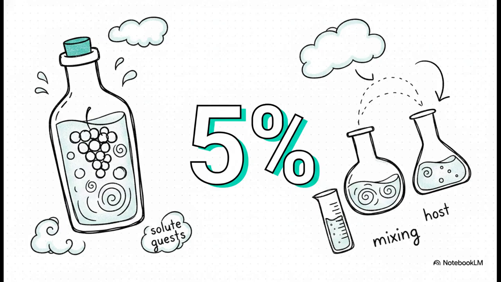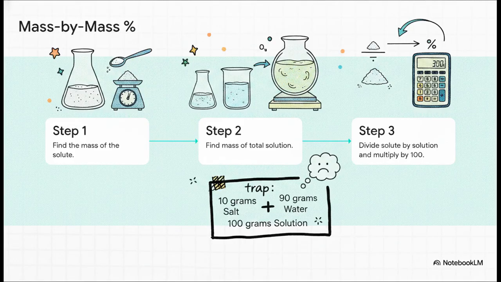It simply tells us how much solute is present in a given amount of solution. Let's move to and see how this builds into a calculation. Finding the mass by mass percentage of a solution is actually super simple. You just take the mass of your solute divided by the mass of your total solution and then multiply by 100.